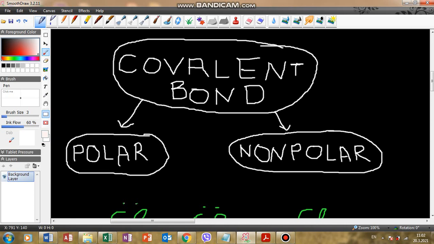When it comes to covalent bond, it's a bond consisting of two nonmetals. And we have two main types of covalent bond: polar and non-polar covalent bond. A polar covalent bond is formed by two different nonmetals. A non-polar covalent bond is a bond consisting of two of the same nonmetals.